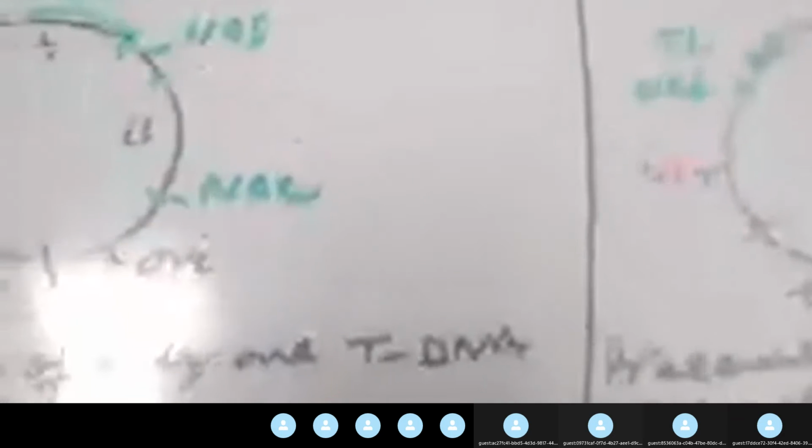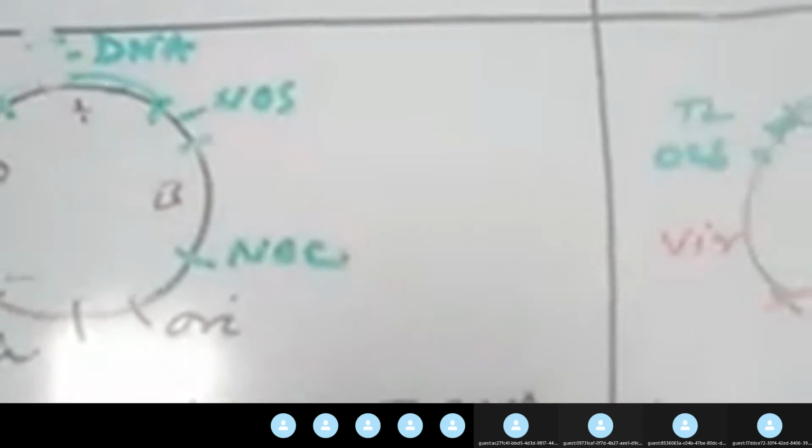Now look at the main features of this nopaline Ti-Plasmid. There is the presence of only one tDNA region, and the size of this tDNA region is 20 kbp. The NOS and NOC genes, nopaline synthesis and nopaline catabolism genes, are present, with differentiation of tumor cells into teratoma. Tumor cells induced by this nopaline Ti-Plasmid proliferate more rapidly.